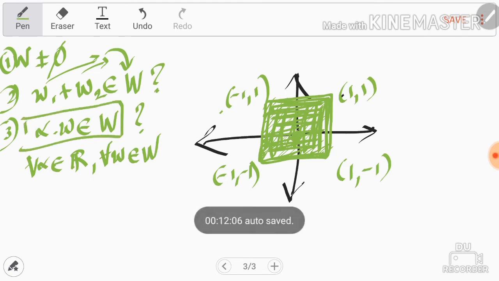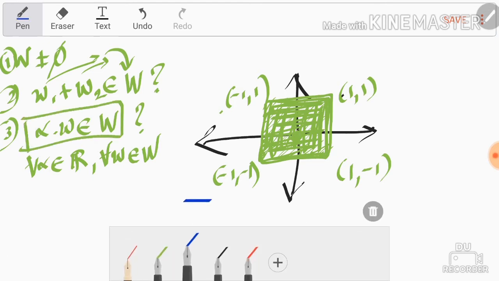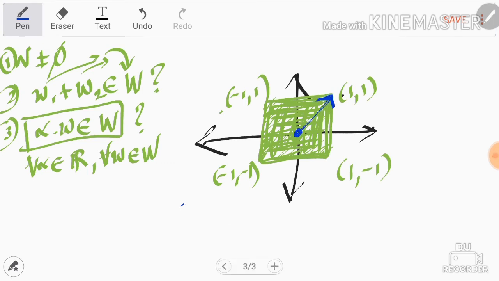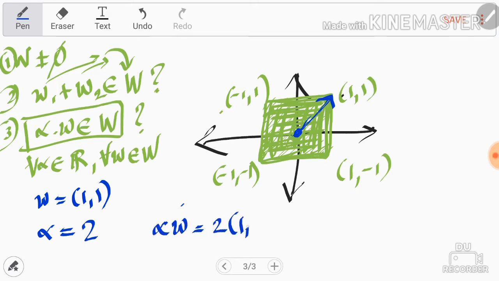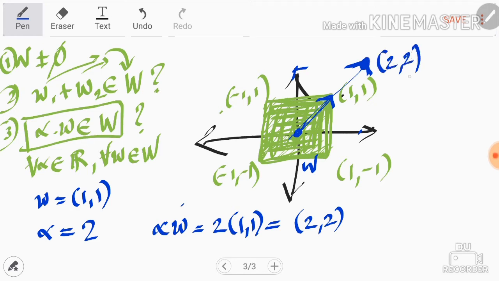Okay, let's take this for example. Let's take the vector (1, 1). Let's take w is equal to (1, 1). Let's take alpha is equal to 2. And what is alpha times w? It is 2 times (1, 1), and it is (2, 2). And the vector (2, 2) lies very much beyond the scope of W. This is W, and our vector (2, 2) lies over here. So you see that this box cannot accommodate all the scalar multiples.